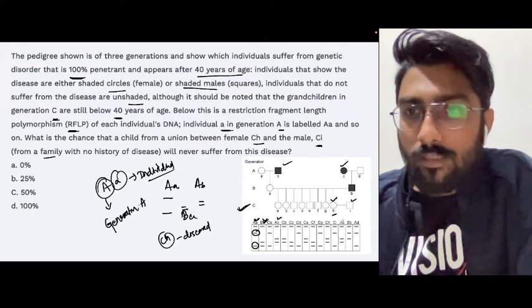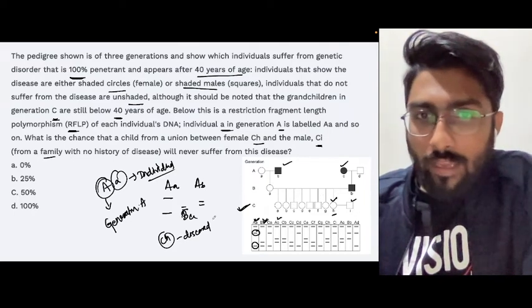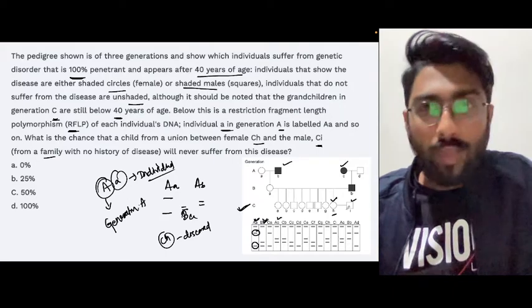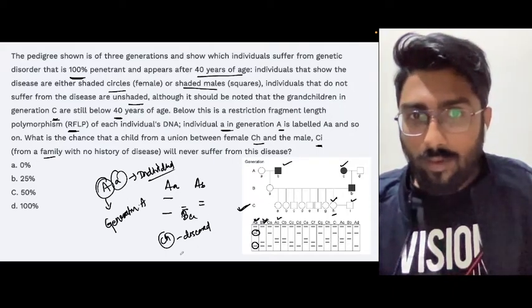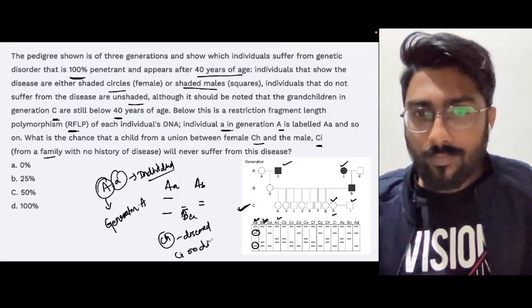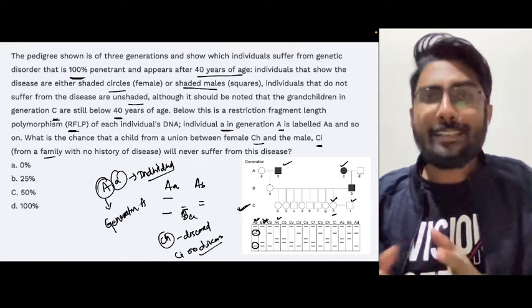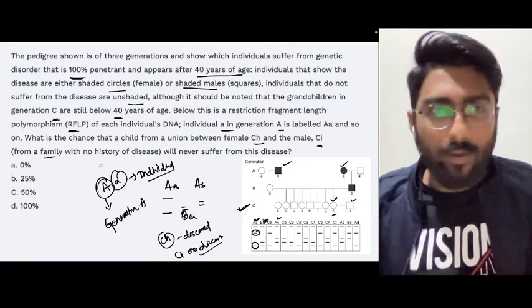Okay. So what is the phenotype of CI? It is the same as AA. So it will have no disease, right? It will have CI, no disease. Obviously, the chances are 50-50, right? Chances are 50-50, we can get the answer.